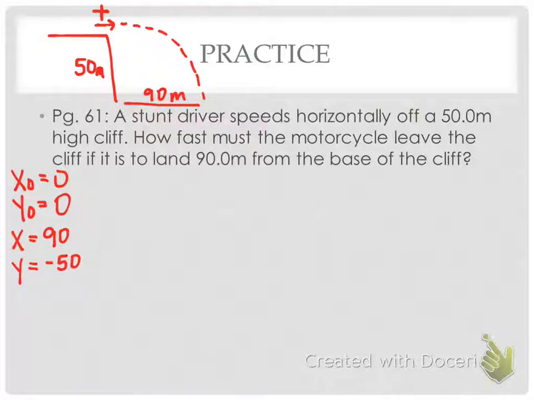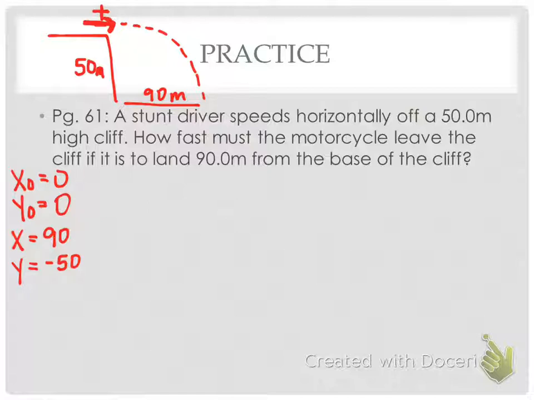Okay, this is what I call a rolling projectile, right? He's leaving the cliff, just like when we rolled the ball off the table. He's not being launched into the air. He's leaving the cliff and then he starts to fall. So this is what I consider a rolling projectile.